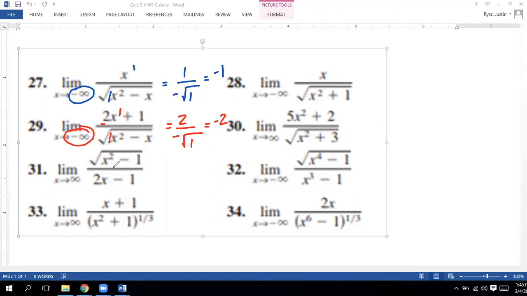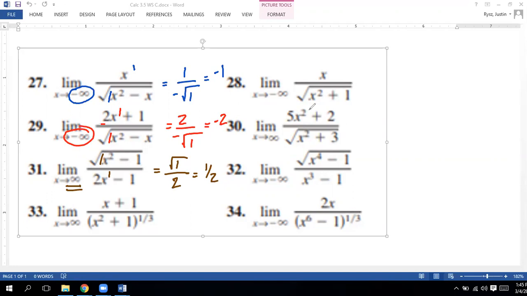All right, what about this one up here? We have a radical x squared on the top, so that's technically degree 1. We have a degree 1 on the bottom. They're the same. We're going towards positive infinity here, so we don't need to change anything. The leading coefficient on top is 1, over the leading coefficient on the bottom, which is 2. That would be 1/2.